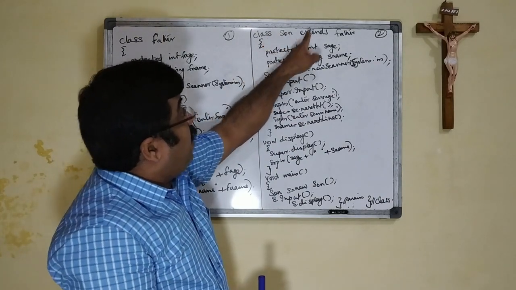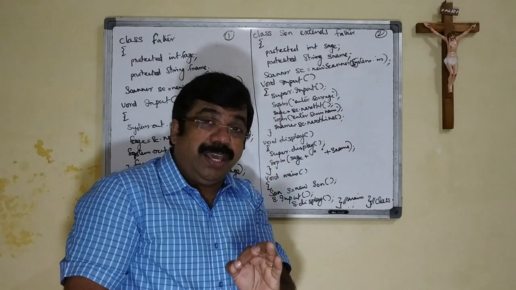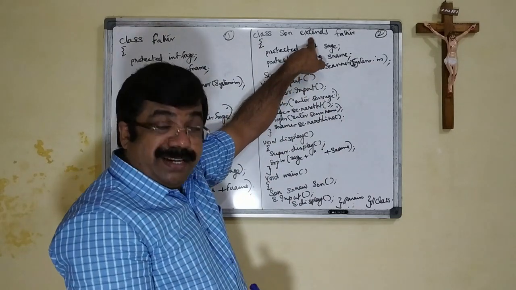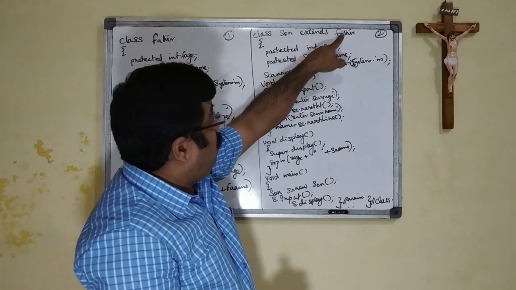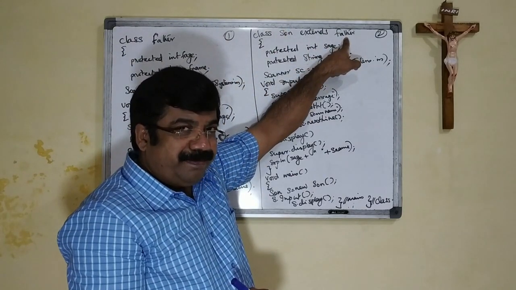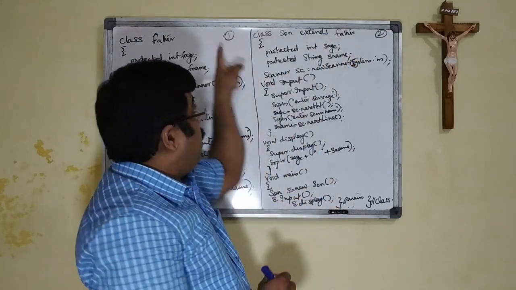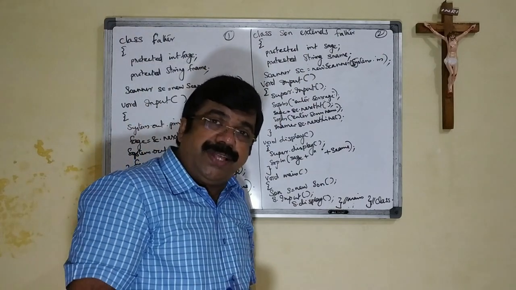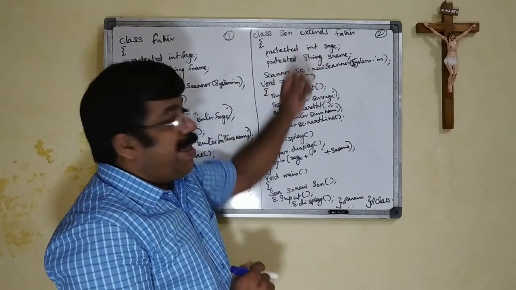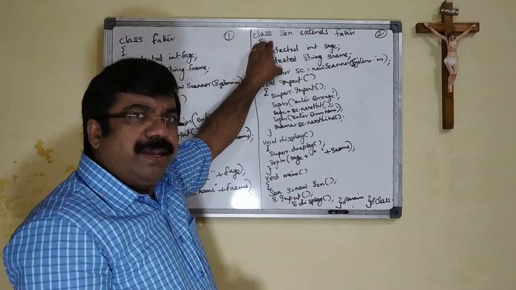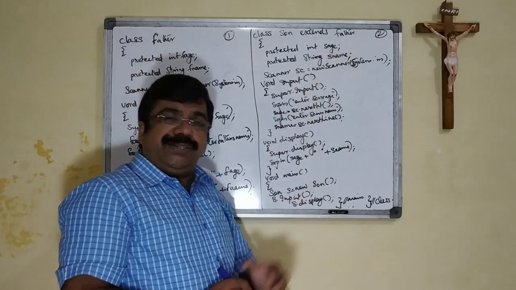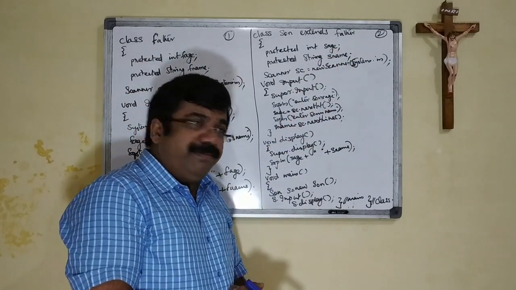Coming to the second class. Class Son extends Father. The keyword which is used to show the inheritance is extends. Okay, the Son class is inherited from the Father class. That means Father is the base class, Son is the derived class. Two data members are there for our derived class also, sAge as well as sName, son's age and son's name.